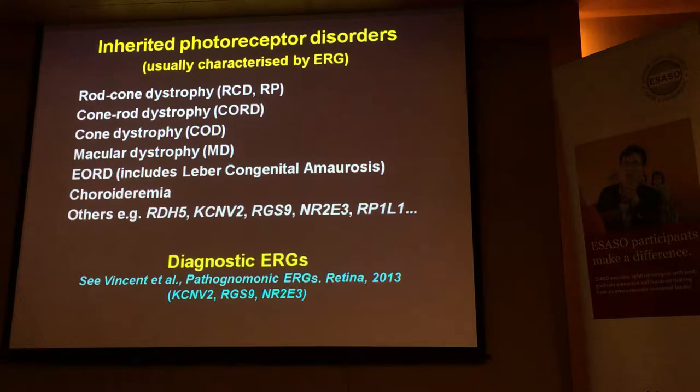Cone dystrophy affects the whole cone population, which in some instances may or may not involve the macular cones. So we distinguish between the macular cones and the peripheral cones. You've got the early onset retinal dystrophies, which include LCA, choroideremia, a whole bunch of genes which produce disorders which don't really fit into these categories.